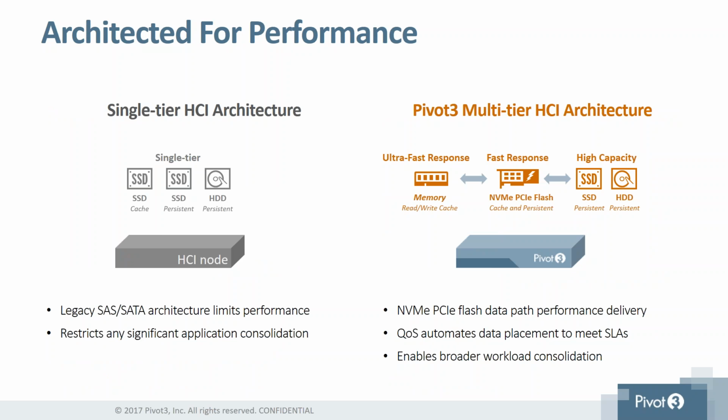Next, we're going to talk about the performance piece of a single tier architecture like you're going to find again with those conventional HCIs versus what you're going to see with Pivot3. So in your conventional HCI, you're going to have an SSD tier, and then you're going to have a persistent layer underneath. So you're going to have simple caching and then long-term storage. With Pivot3, you have multiple layers of caching and persistence.